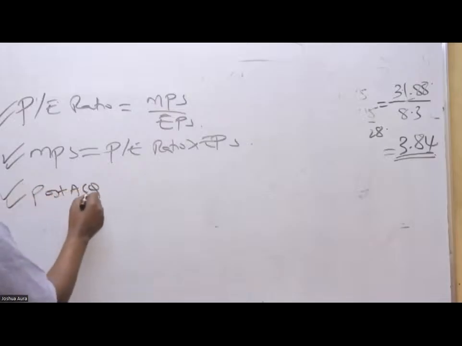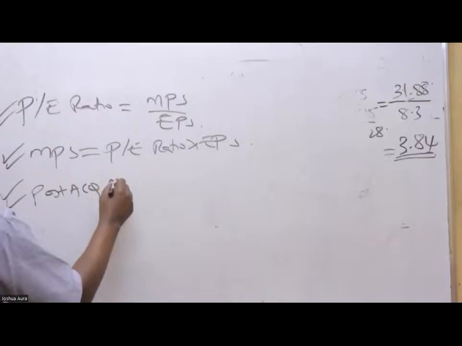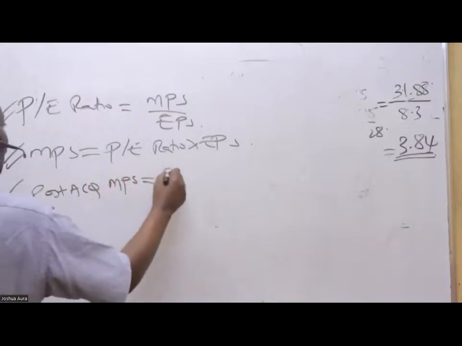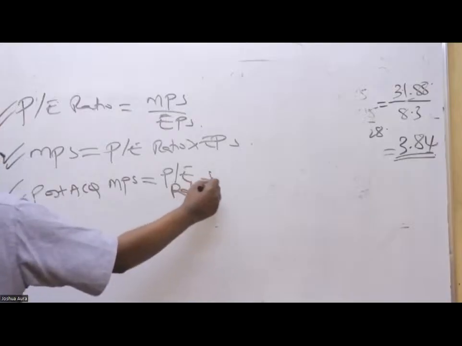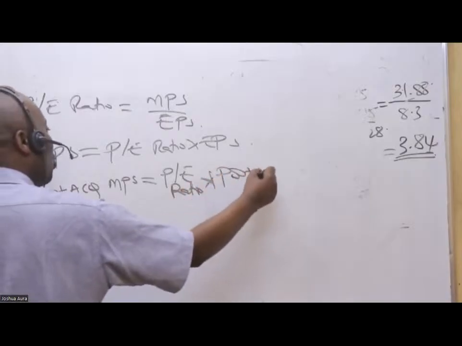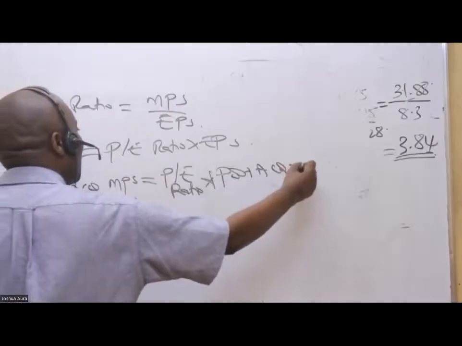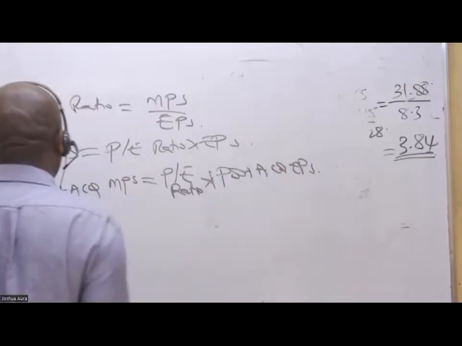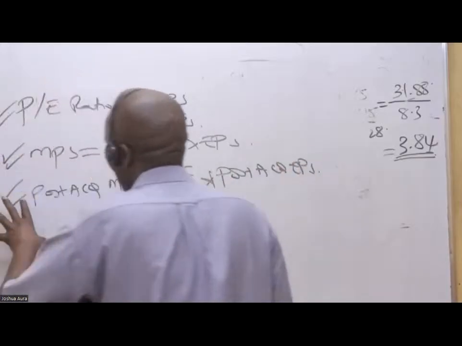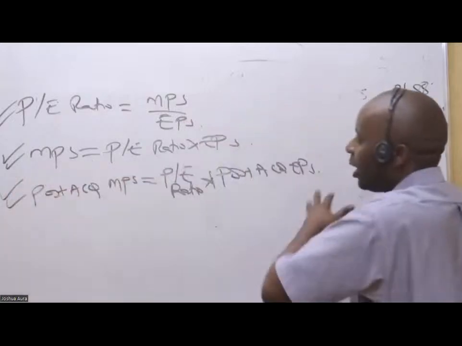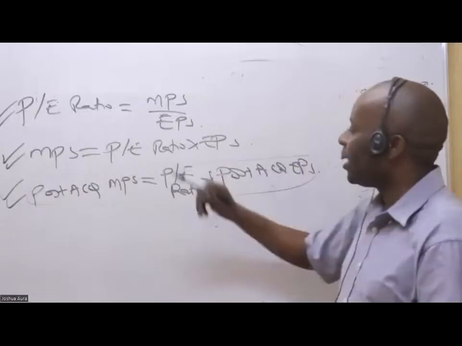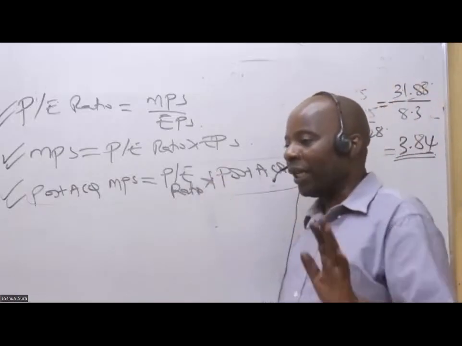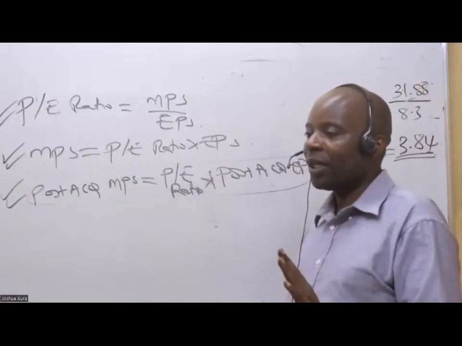So when they want me to give them post-acquisition MPS, I will leave the PE ratio the way it is, and then we multiply this with the post-acquisition EPS. Very important. So is it possible for you to write this formula? And if possible, please highlight this with a yellow highlighter.